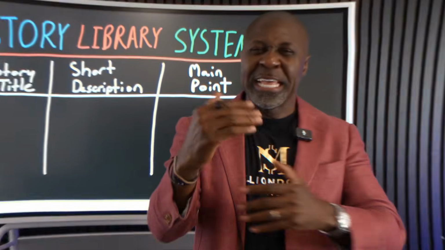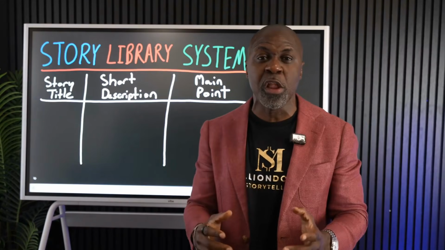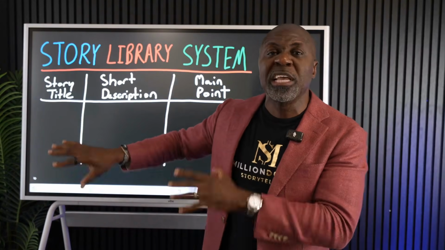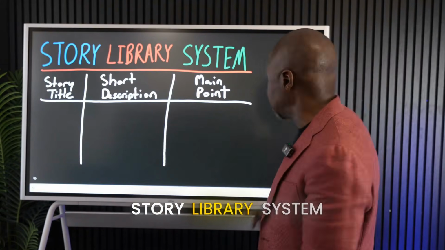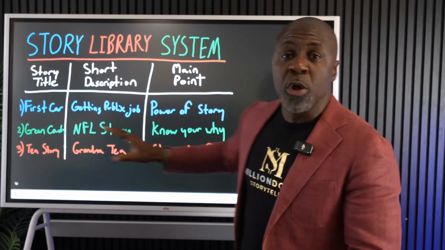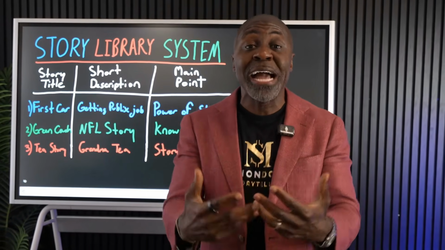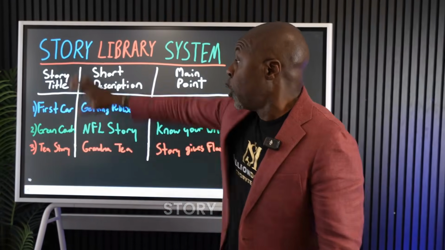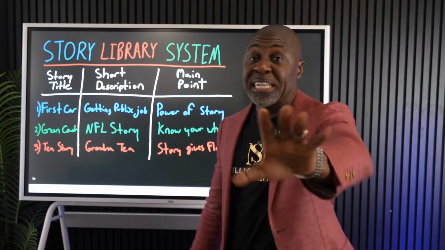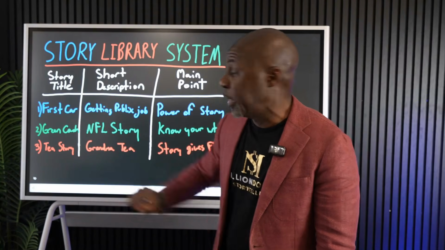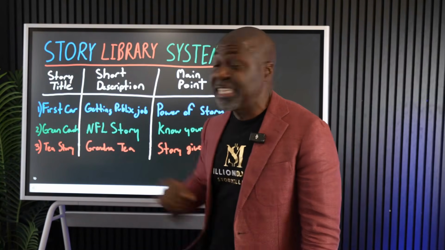Now, in case you're wondering how all of this comes along, I want to show you an example of a partially completed story library system. So go ahead and check this out. I took the time to fill this out with some of the stories that I have in my story library. If you notice right here, the story titles, I've got simple titles that simply make sense to me. First car story, green couch story, the tea story.